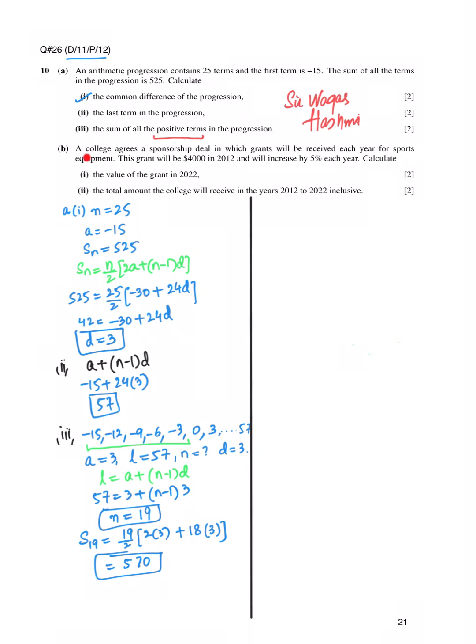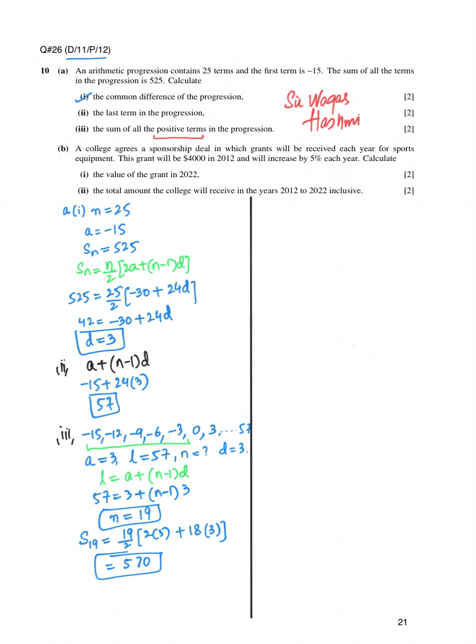For part B, a college agrees a sponsorship deal in which grants will be received each year for sports equipment. This grant will be 4,000 in 2012 and will increase by 5% each year. Find the value of the grant in 2022.